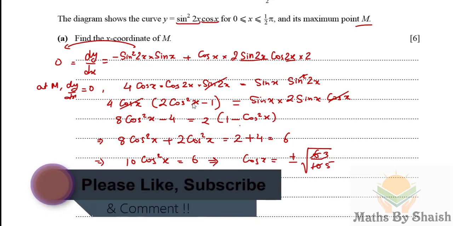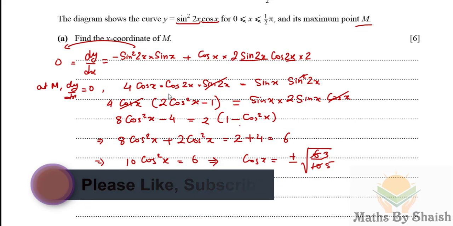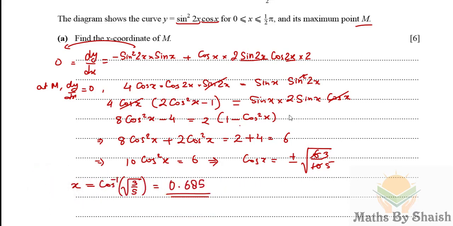And be careful, we could have written cos 2x as 1 minus 2 sine square x. In that case also we are going to get the same result here, but that's fine if you have started with cos square x. And moreover, between 0 and pi by 2, cos is never going to be negative. That's why I have excluded this possibility.